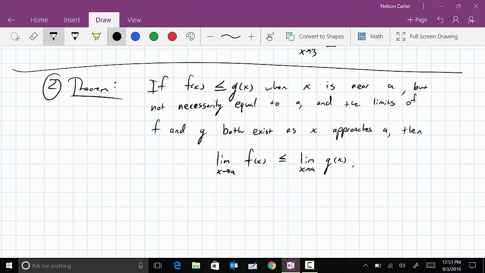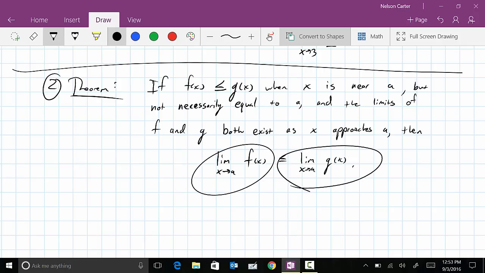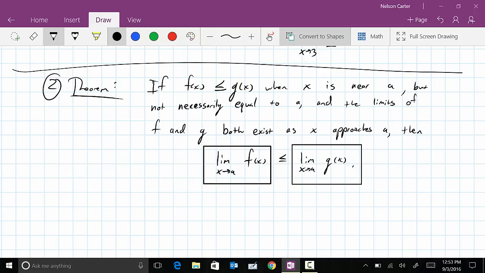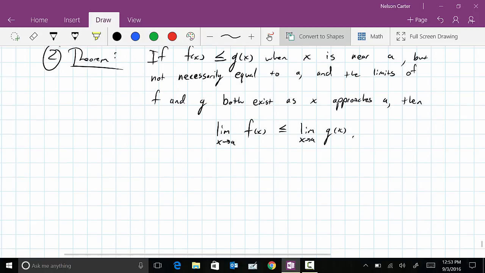Then it turns out that if both of these limits exist, if the limit as x approaches a of f of x exists, and also the limit as x approaches a of g of x exists, then it turns out that this limit will always also be less than or equal to the limit of g. So, in other words, if this function is always bigger than this function, it turns out that this limit will always be bigger than this limit. Okay? Oh, wow. Okay, so that's an important fact.